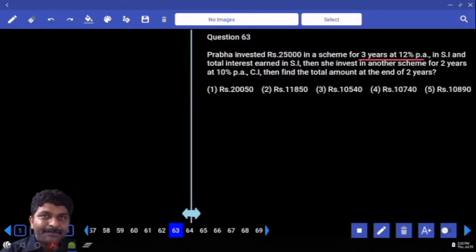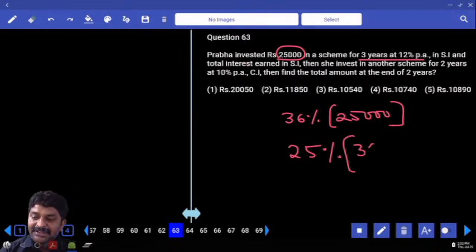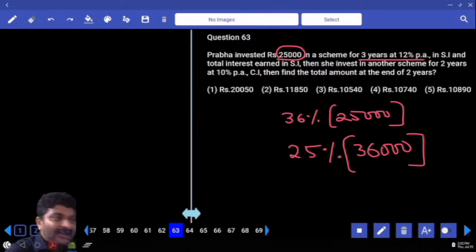3 years, 12% per annum. Total interest is 36%, calculated on 25,000. Can I calculate 36% of 25,000? Instead of this, can I calculate 25% of 36,000? One and the same. The number of zeros can be shifted, right? This is easy to calculate. 25% is 9, and now we were asked to calculate the amount received, which is 121%.